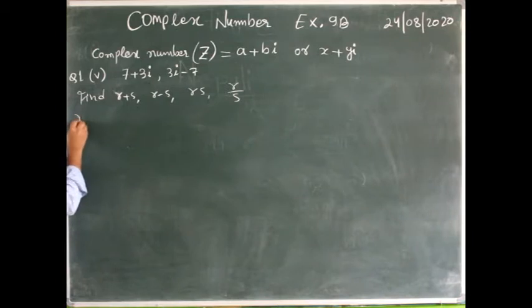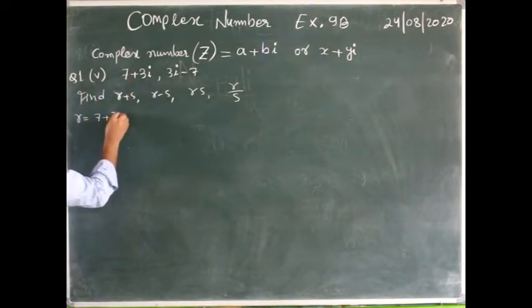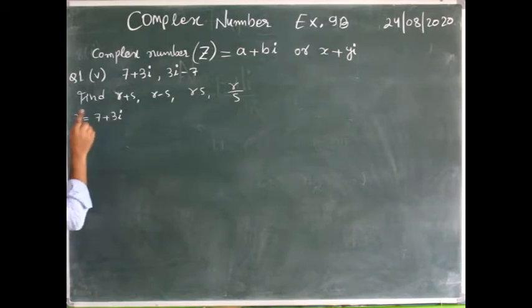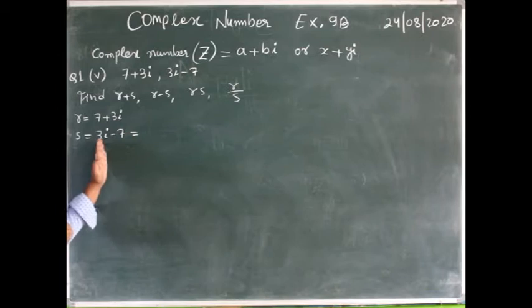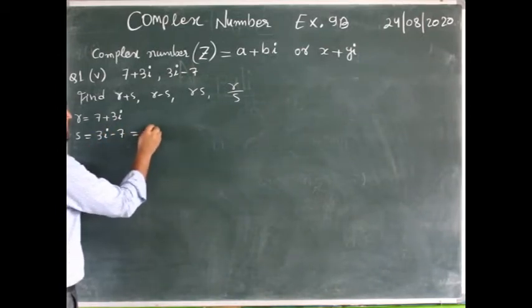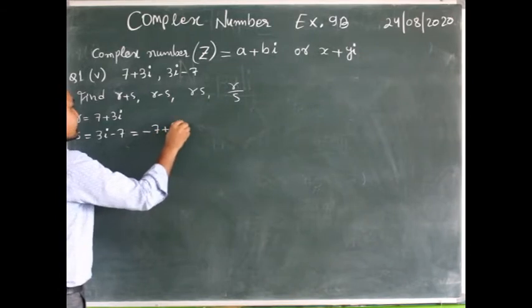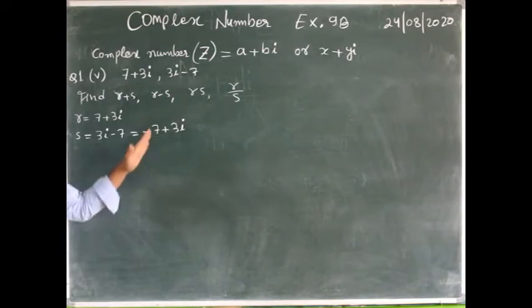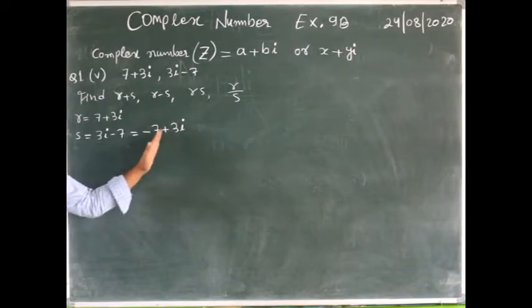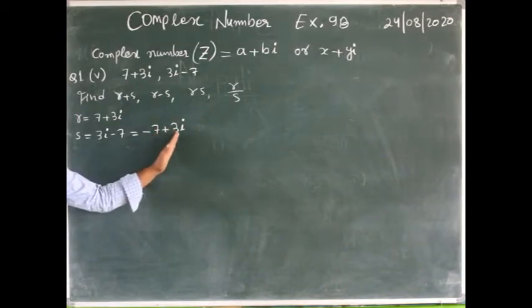Let's find the value of r and s. The value of r is 7 plus 3i. The value of s is 3i minus 7. While expressing a complex number, write the real part first and the imaginary part second. That's why I'm going to change their places: minus 7 plus 3i.